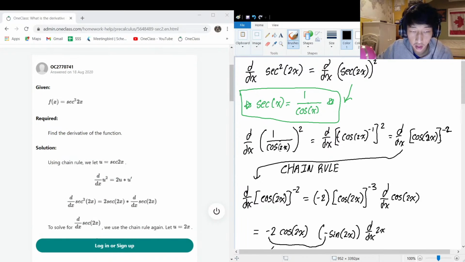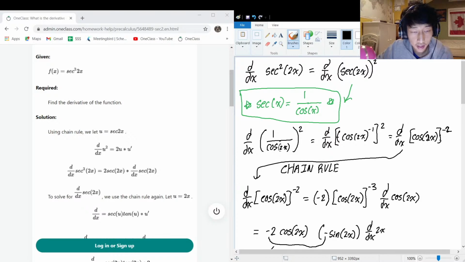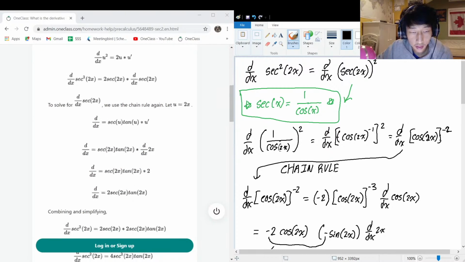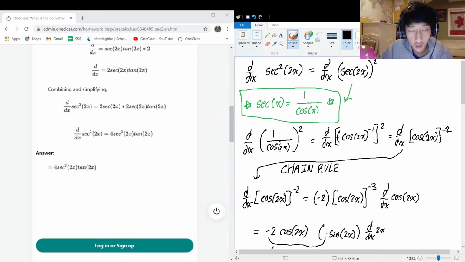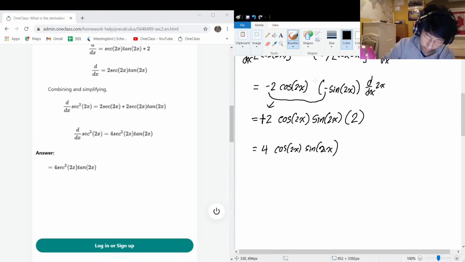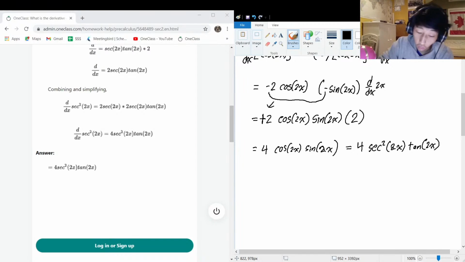Okay, let's see. Hopefully the answer here corresponds to that. Okay, so the answer that they had here is now we have to check if the answer that they had here is equal to the answer that we got. So this is 4 secant squared of 2x times tan 2x. Now, are these equal? We're about to find out.